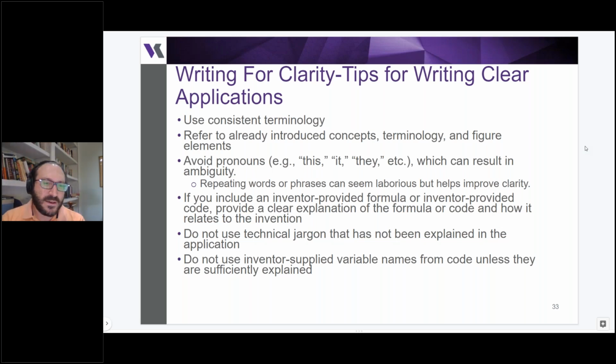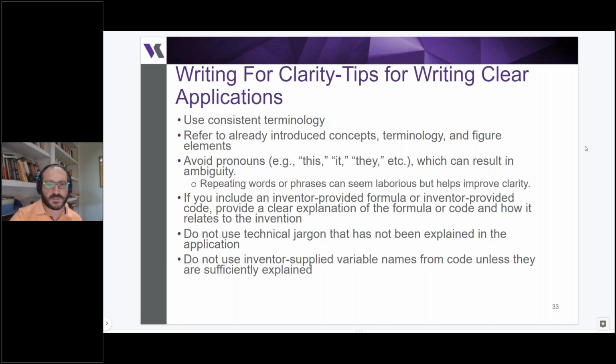Another thing we already talked about related to clarity is that you should explain formulas and code and the ideas behind them. Try not to use technical jargon that's not been explained in the application. Any terms that you use should either be explained or well known. A lot of the time, inventors will provide jargon that might be very well known at the client, but completely unknown to the external world. If you use that jargon without explaining it, that's obviously going to be a problem. I like to convert even that type of jargon into plain language where possible, but that might not always be possible.